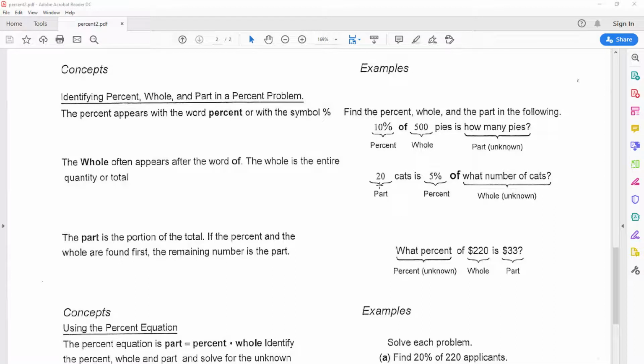Next one here, we have 20 cats is 5% of what number? So the part that comes after "of" is the whole. Then we have our percent, and whatever is left, that's our part. The part is a portion of the total. If the percent and the whole are found first, the remaining number is the part.